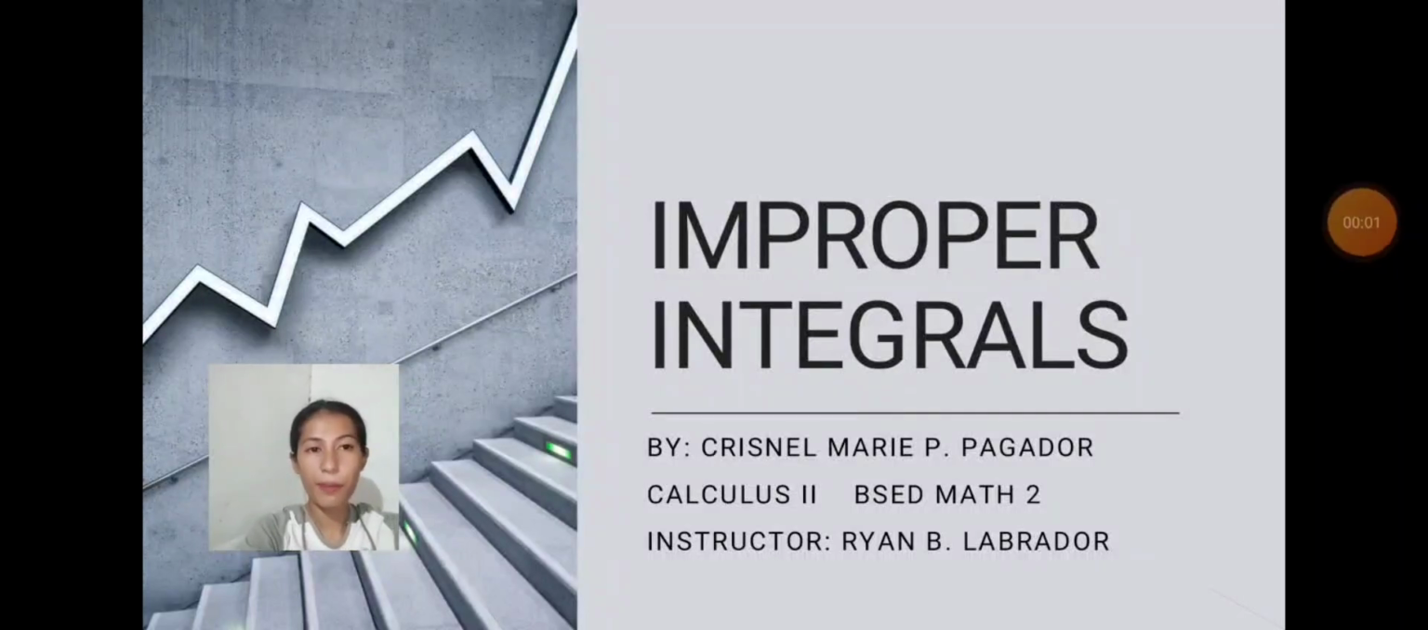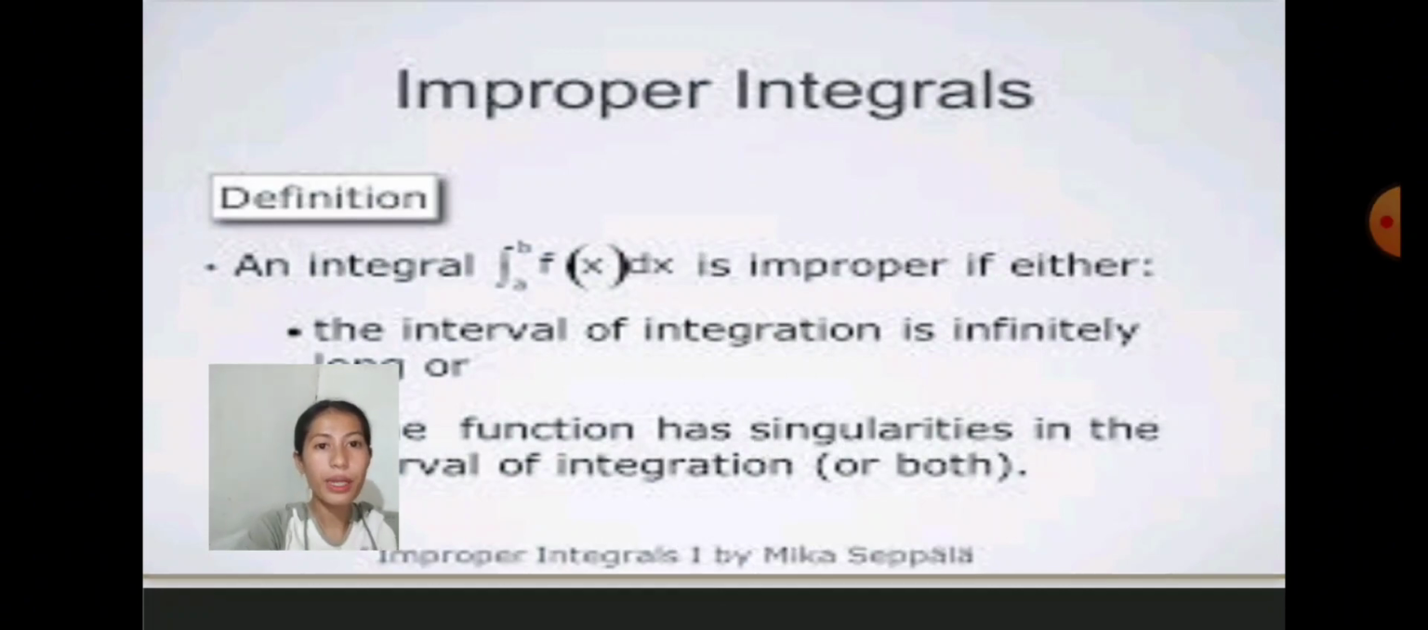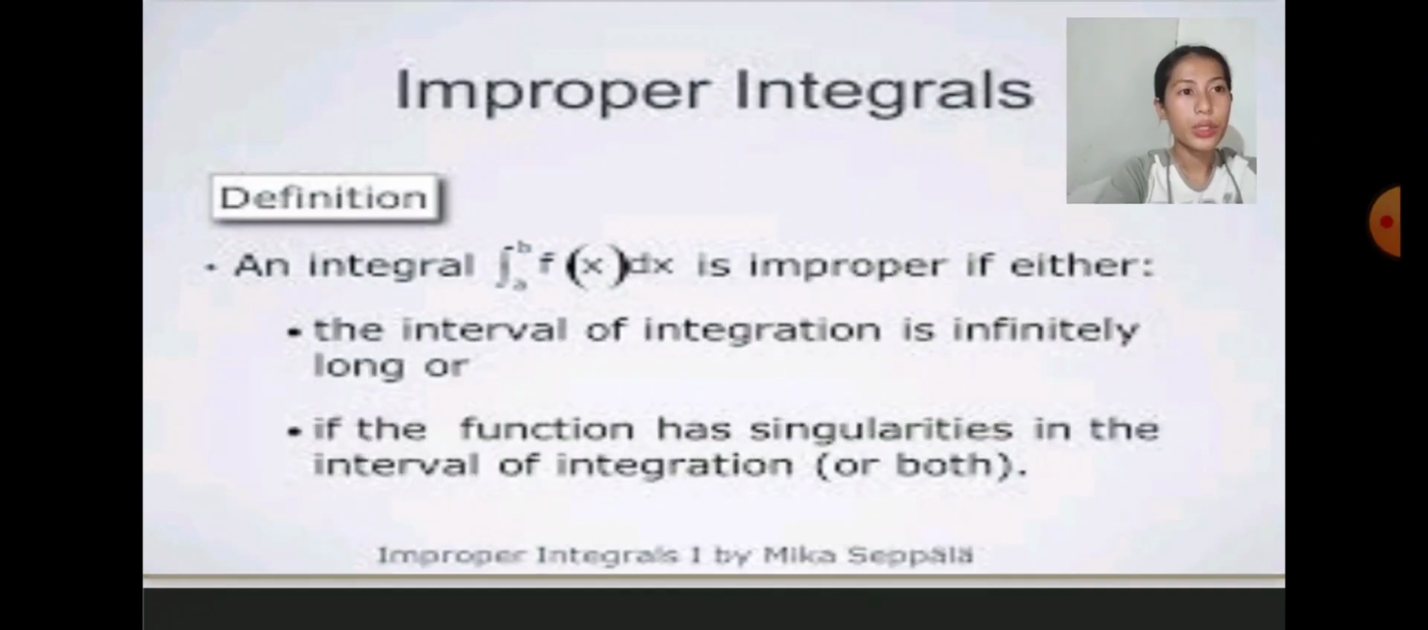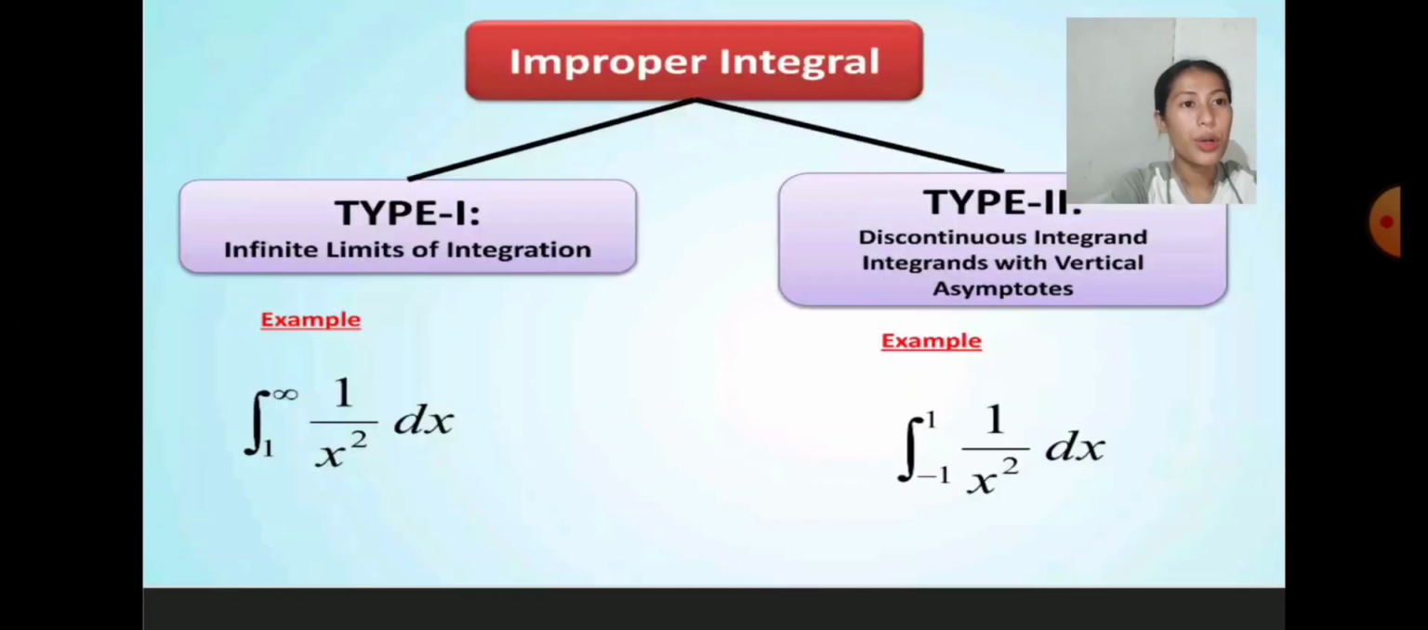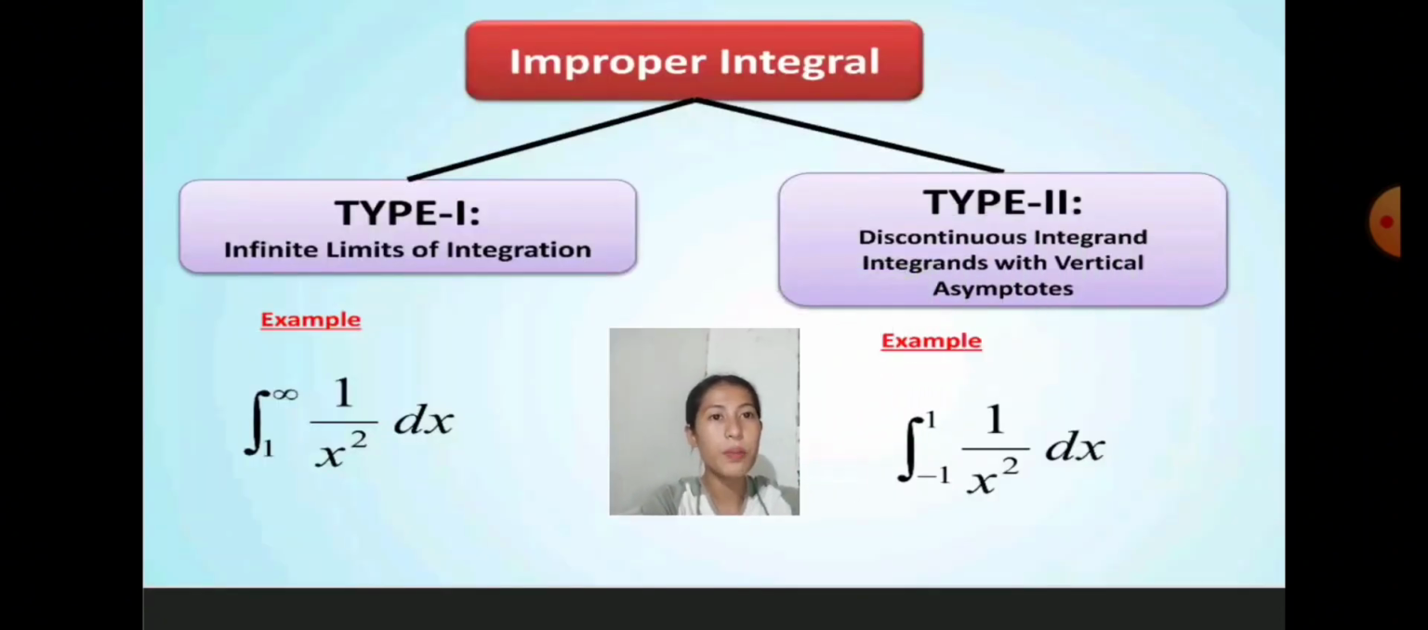Okay, our topic for today is all about improper integrals. Improper integrals: definitions. An integral of f(x) dx from a to b is improper if either the interval of integration is infinitely long, or the function has singularities in the interval of integration, or both. So there are two types of improper integrals.